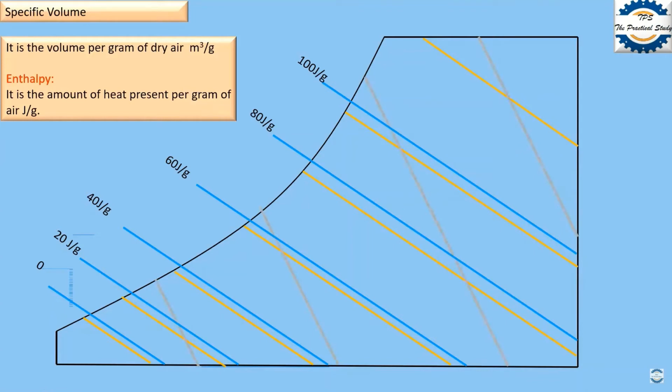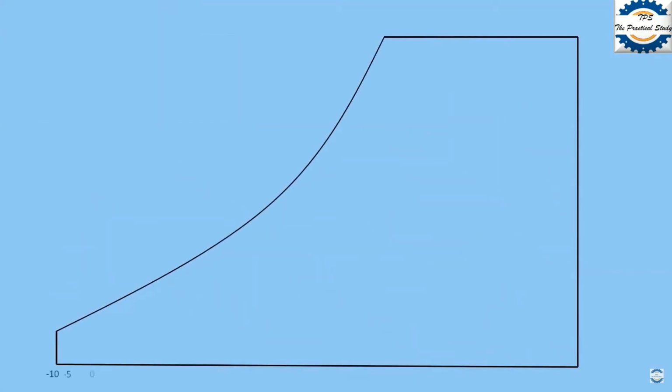Now draw the specific volume lines and specific volume scale. Its scale is 0.80 to 0.95 meter cube per gram. Now I think, guys, we have drawn individually all parameters. I think it's time to draw a complete psychometric chart. Suppose this is the psychometric chart.